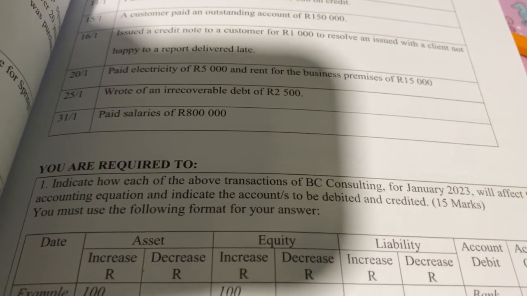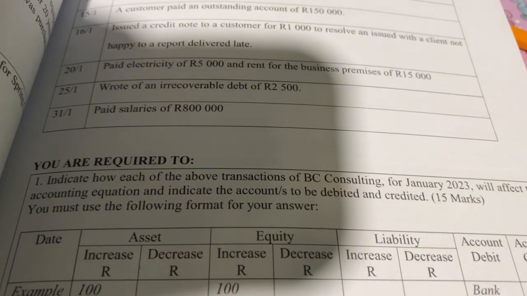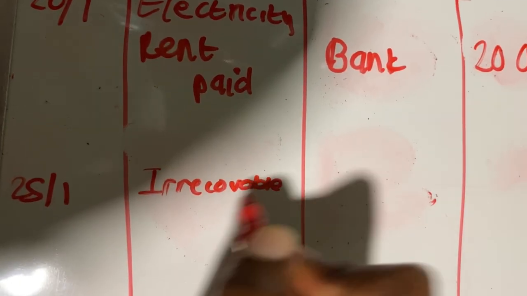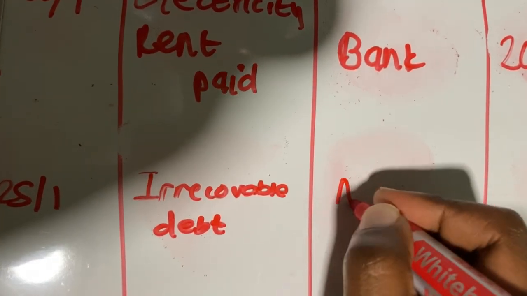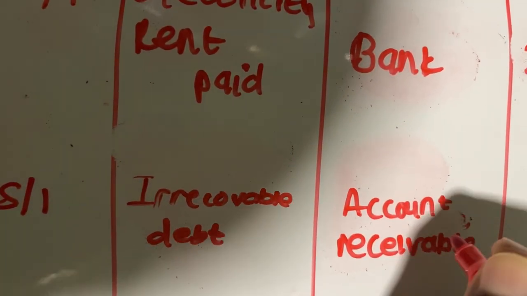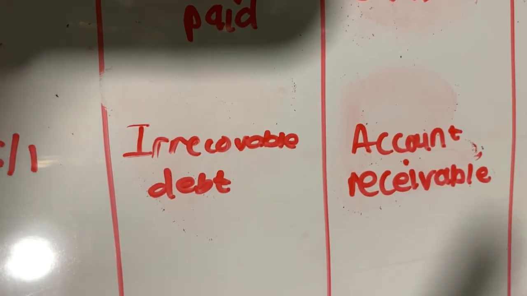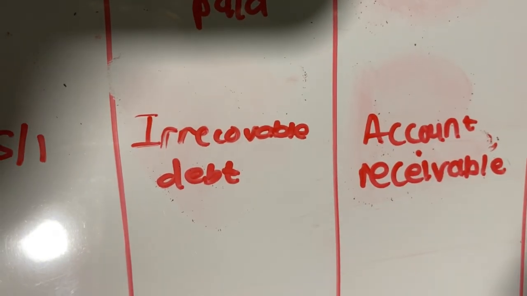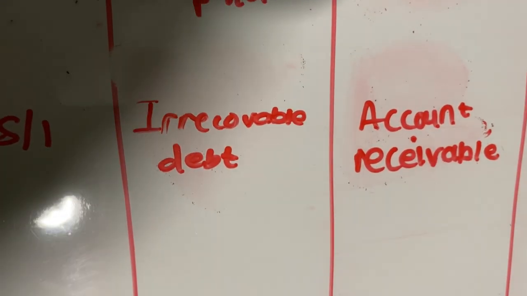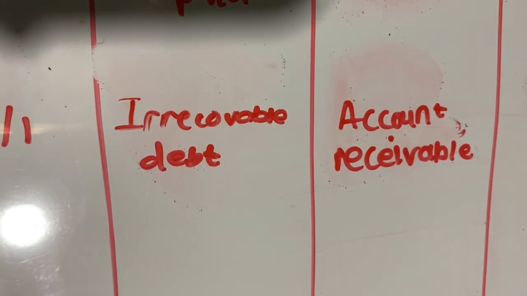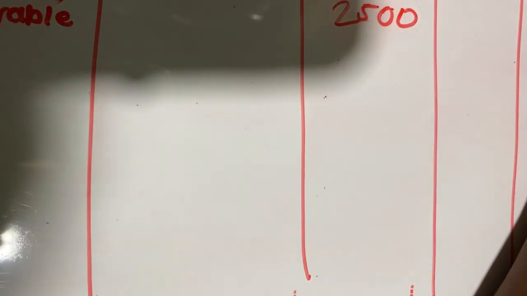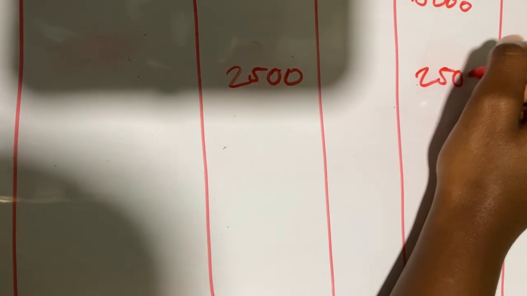Next, an irrecoverable debt that won't be paid anymore. I'm going to debit irrecoverable debt and credit account receivable. Remember when they took the debt from us, it increased. Now that they are not paying it, we have to decrease it because it's money that we are not going to get. So now assets are going to decrease by 2,500 while owner's equity also decreases by 2,500.